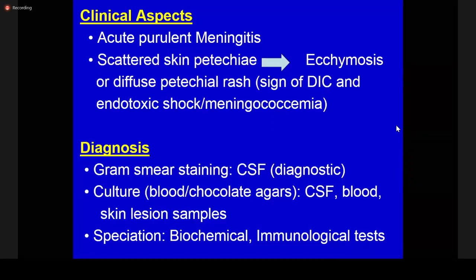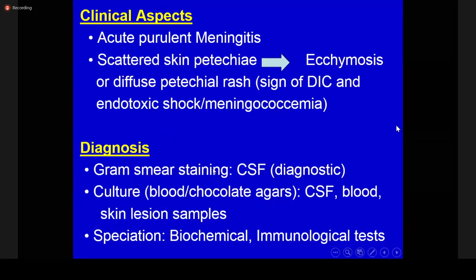DIC, disseminated, meaning spread out, intravascular coagulation. And it can indicate endotoxic shock also, and meningococcemia. What is meningococcemia? The presence of the microorganism in the blood with their endotoxins, right? So once you see the rash or petechiae or ecchymosis, it is a very dangerous sign. And I said this microorganism can kill the individual or the child within 24 hours.